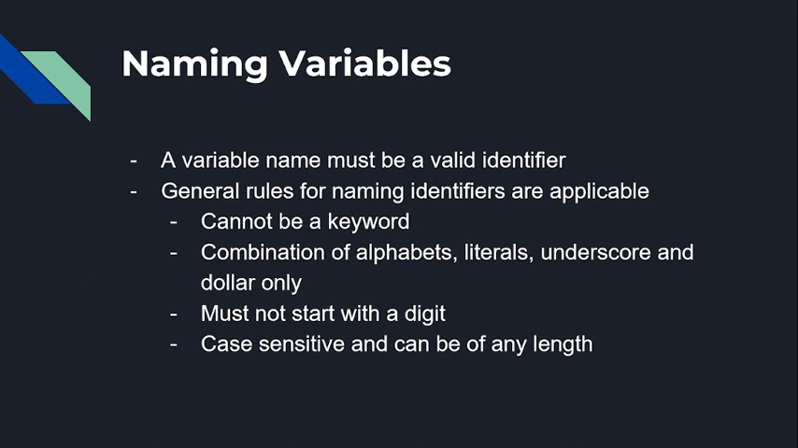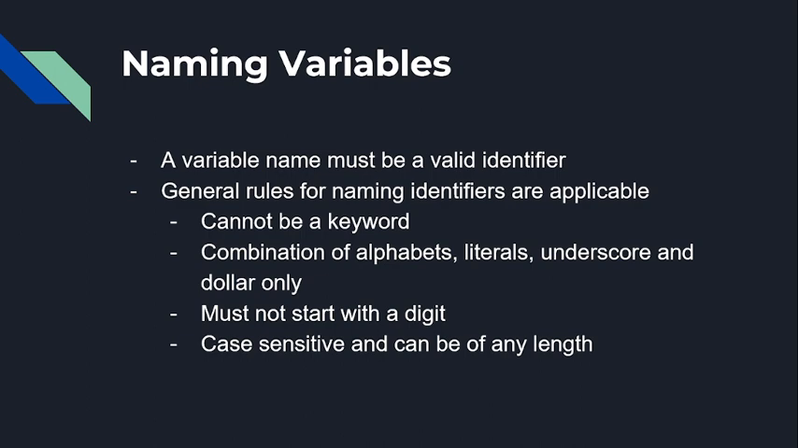It cannot be a keyword. It has to be a combination of alphabets, digits, underscore, and in case of C Sharp even dollar is allowed. So these are the various things I can make use of to create an identifier. It must not start with a digit. So obviously it can start with either an alphabet, or your underscore, or even dollar.